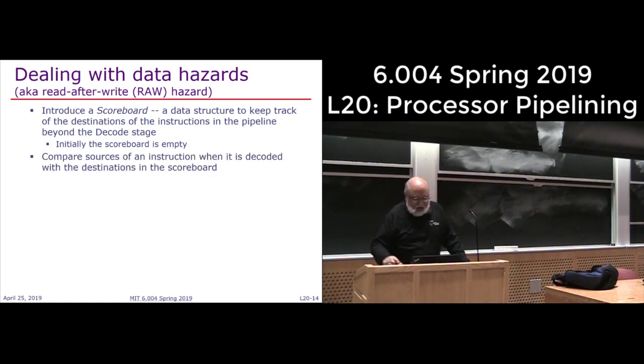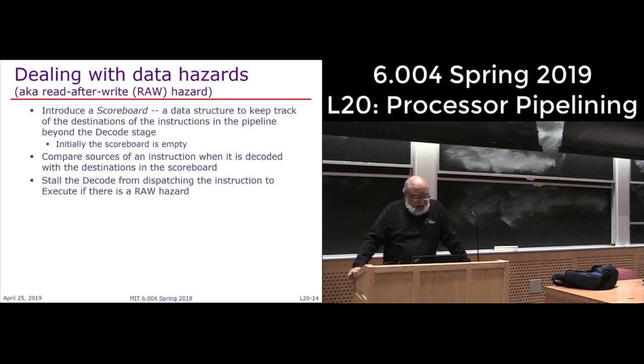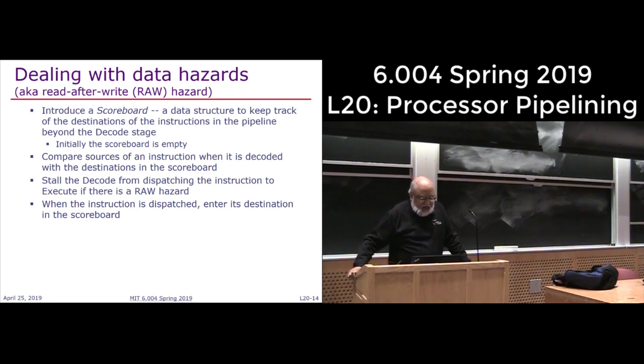So initially the scoreboard is empty. Compare the source of the instruction when it is decoded with the destinations in the scoreboard. Not a very difficult task. Right? Stall the decode from dispatching the instruction to execute if there is a read after write hazard, that is, if there is a data dependency. And when the instruction is dispatched, enter its destination into the scoreboard, because now this instruction is entering the execute phase.